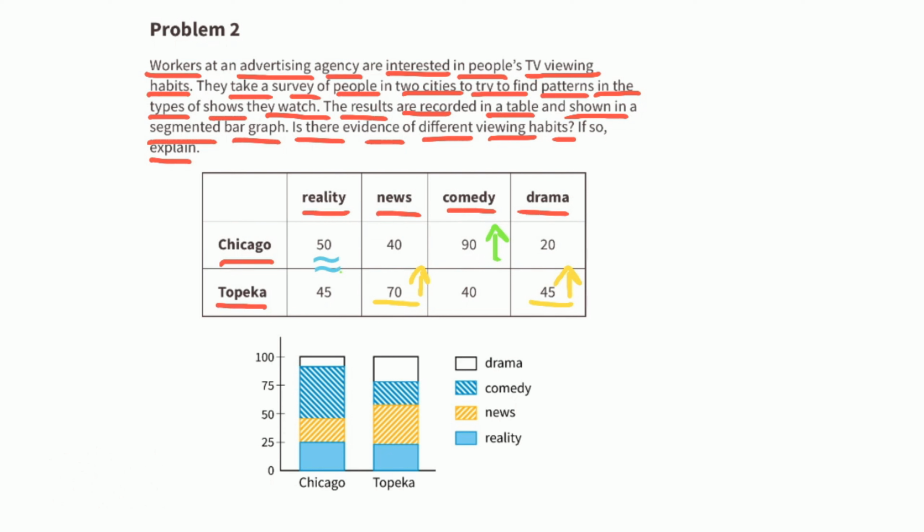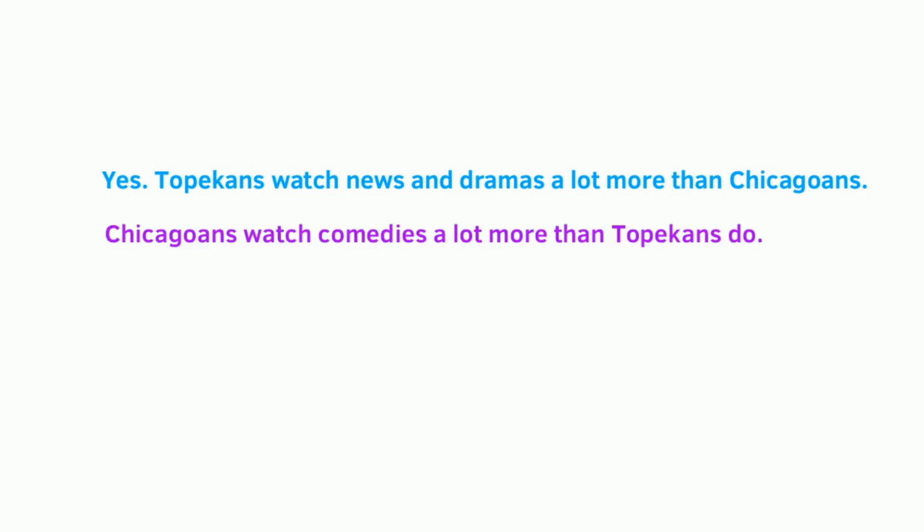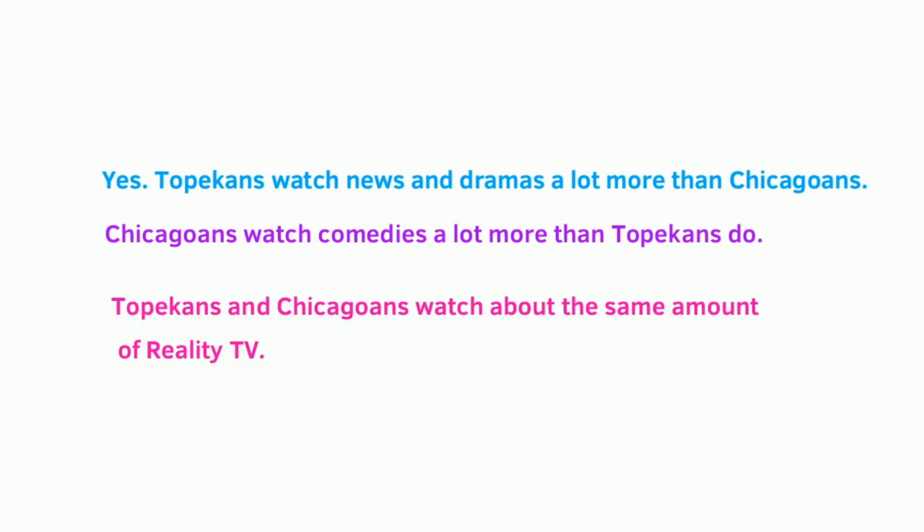In looking at the bar graph, you can see the similarities and the differences. And since there's differences, we can answer this question by saying yes, Topekans watch news and dramas a lot more than Chicagoans. Chicagoans watch comedies a lot more than Topekans do. Topekans and Chicagoans watch about the same amount of reality TV.